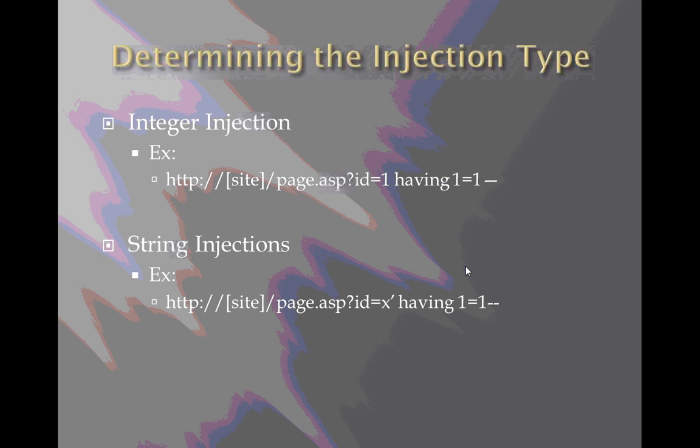So determining the injection type, it's pretty simple. Usually the integer injections, you don't always need to have the single quote. Some of them will convert them to strings when you make the request, but not all of them do. Then string injections, they'll almost always have the single quote.